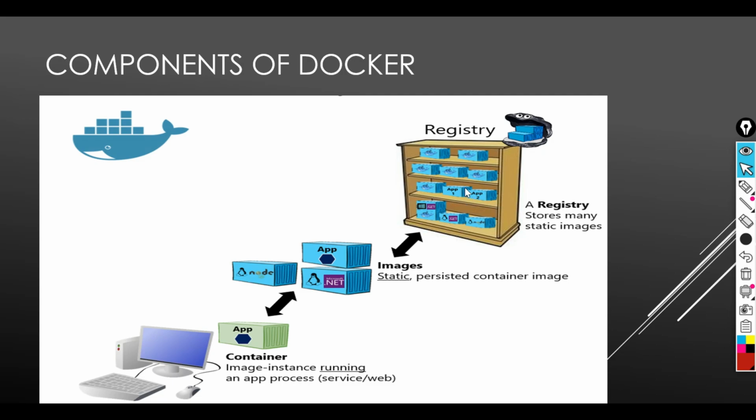These images are all static files, and they are pulled down into containers. When an image is in a static, template format, it is called an image. But as soon as you run the image, it converts into a container. So simply put, containers are running versions of images.